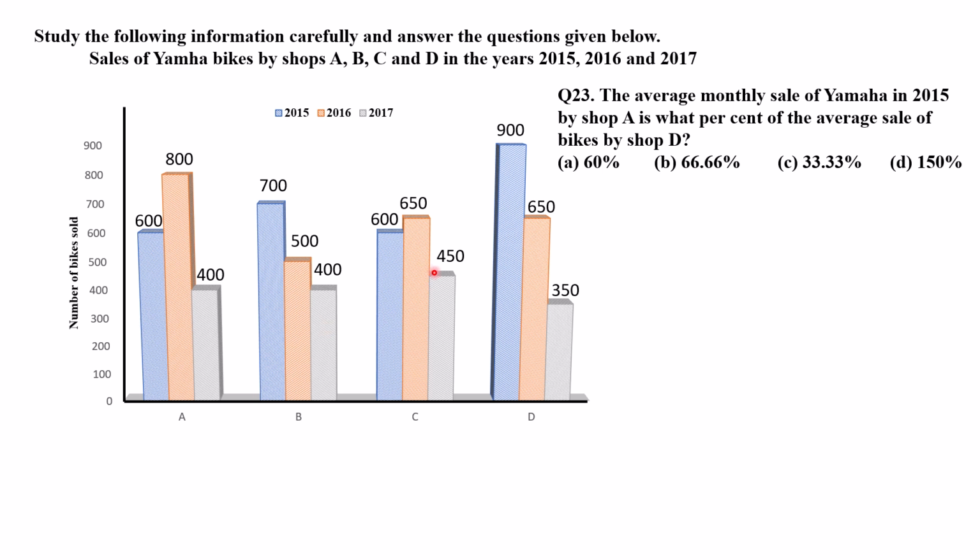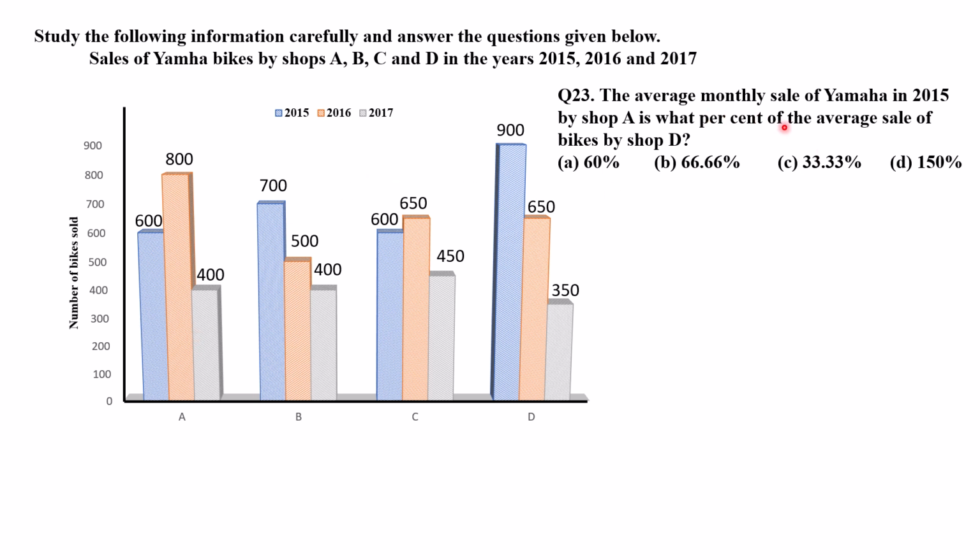For that here the graph is given. The graph is about sale of Yamaha bikes by shop A, B, C and D in the years 2015, 16 and 17. So there are 4 different shops and how many bikes they have sold in the years 2015, 16 and 17 is given for each shop. And you can see here a key is given. The blue one is year 2015, orange is 2016 and the gray is 2017. Now, based on that, there are a few questions.